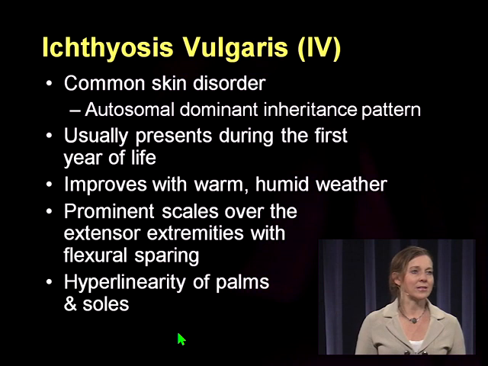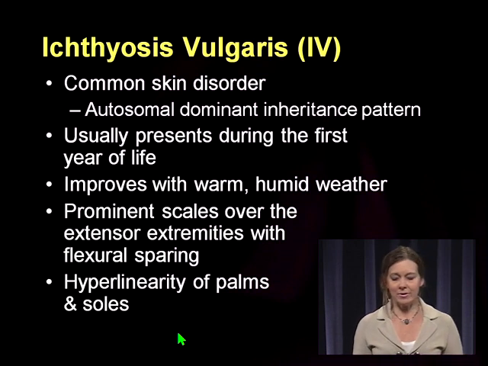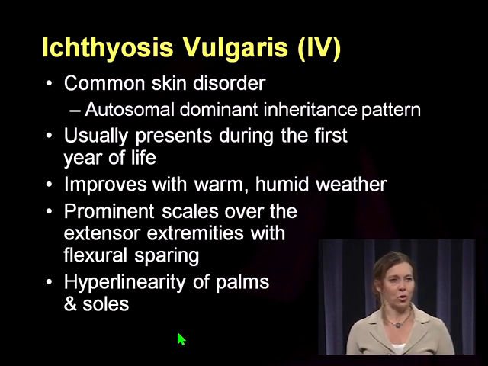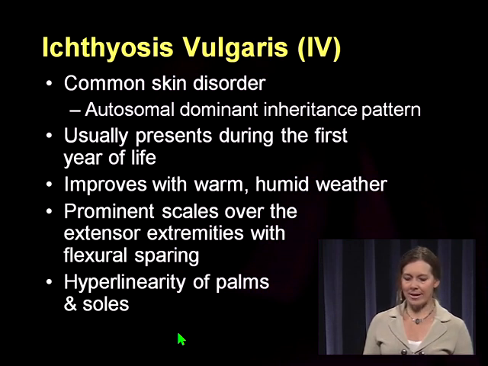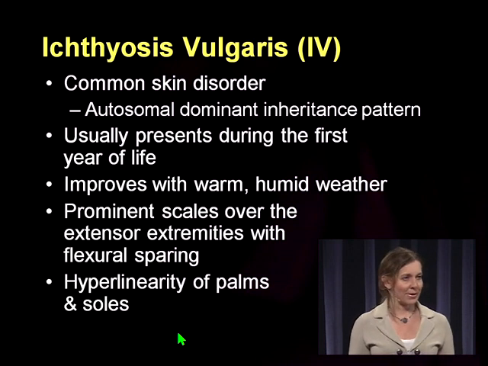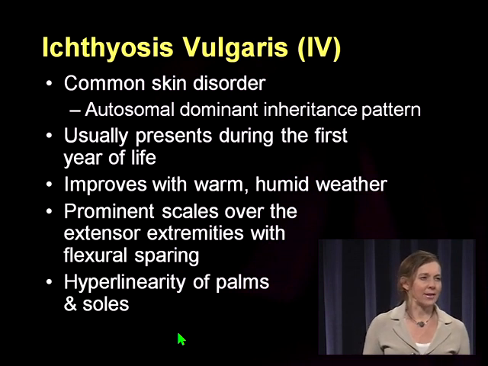It usually presents in the first year of life, and this often varies a lot depending on the climate and where the patient lives. It tends to get much better with warm, humid weather. And these patients will tend to have very pronounced scales, particularly over the extensor extremities with sparing of the flexural surfaces. Another helpful clue is if you look at their palms and the soles, you'll often see that they have hyperlinearity of those surfaces.